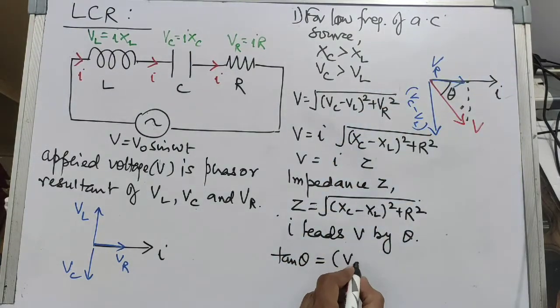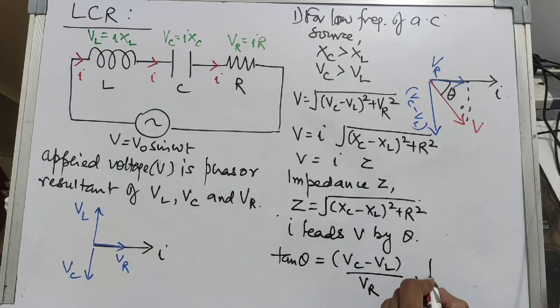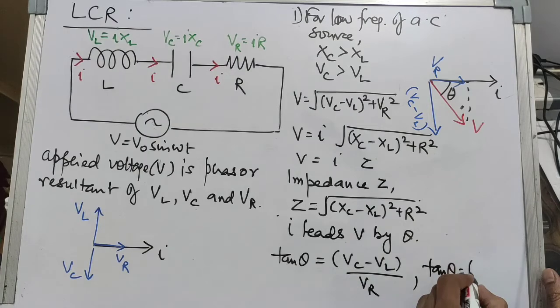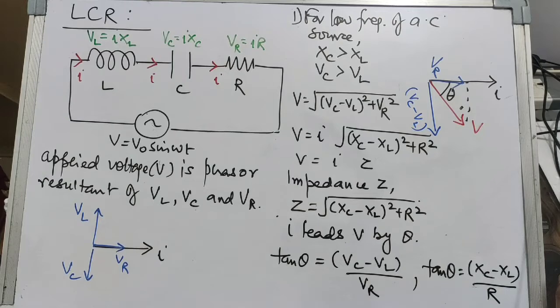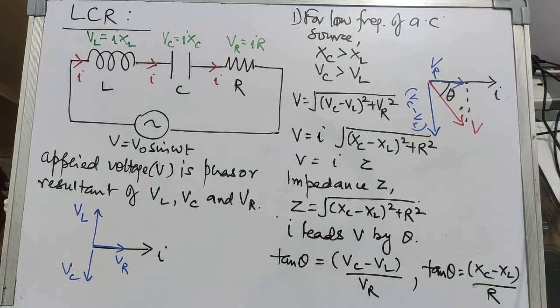So perpendicular is VC minus VL by VR, or simply this can also be written as tan theta will be equal to, I will cancel out, so that is XC minus XL by R. So we have found out theta also, that is the phase difference between the current and the voltage.